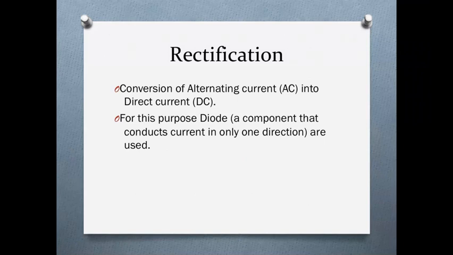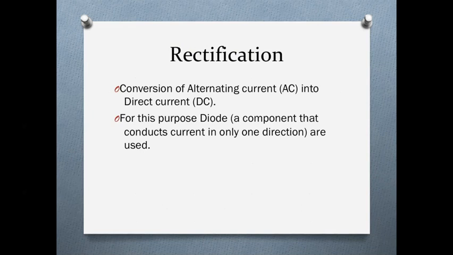Basically, the difference between AC and DC is that alternating current is the current which flows in both directions. We can say positive and negative, both directions. While direct current, which is DC, only flows in one direction, which is our positive direction. So we need a device to do this process, which is a diode. We use a diode for this purpose because a diode is a component which conducts current in only one direction.